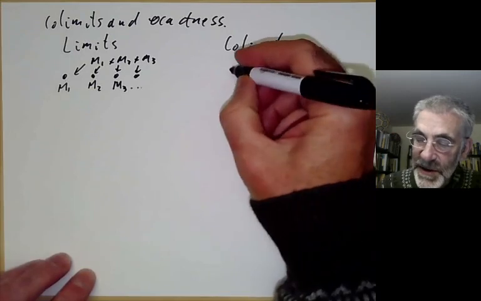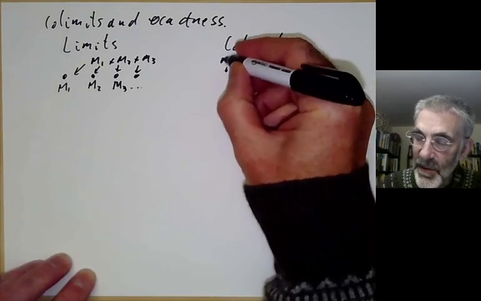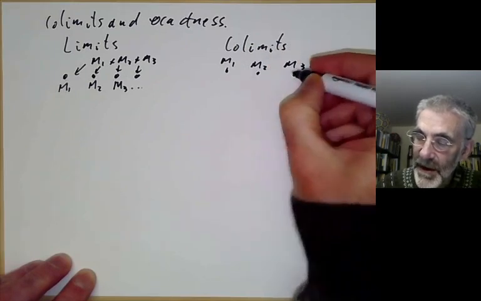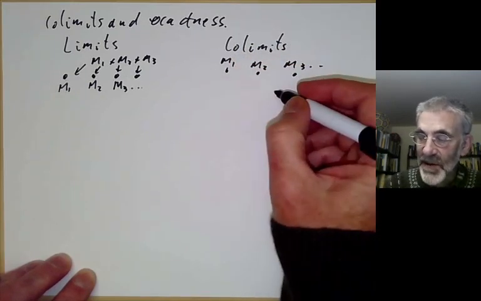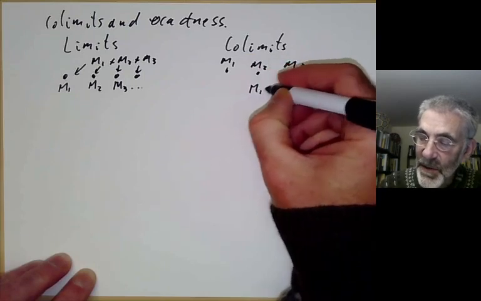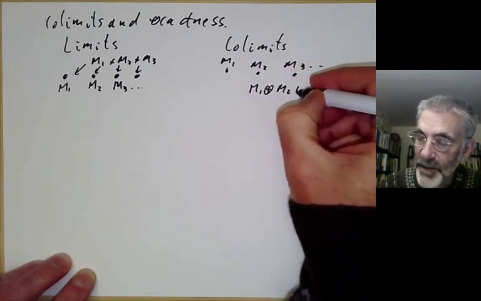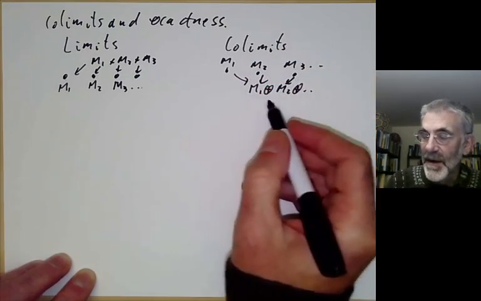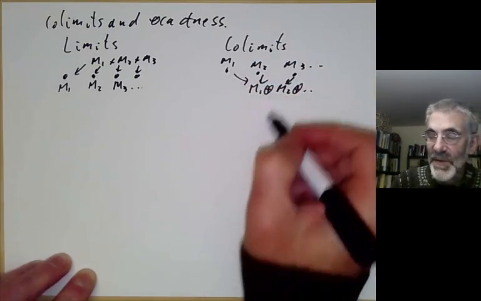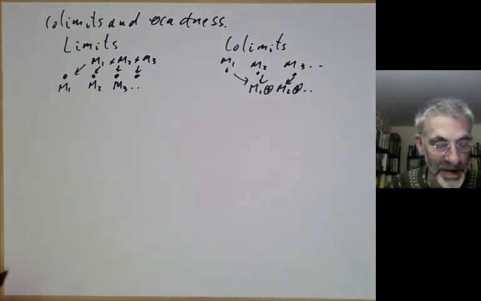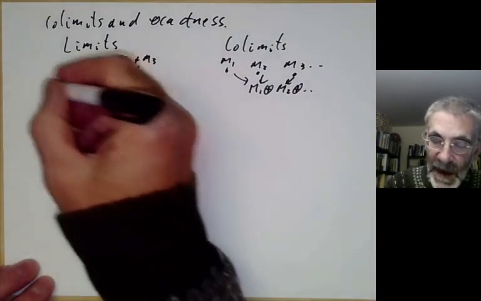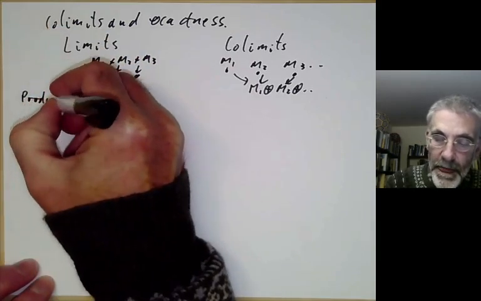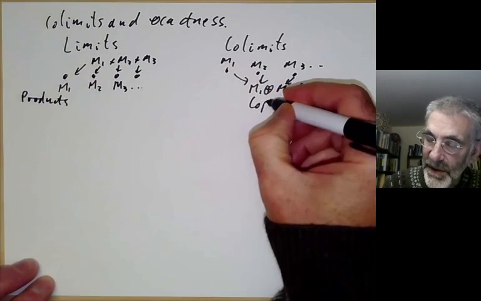And the dual notion is the colimit. So if we've got modules m1, m2, m3 and so on, then the colimit is a universal thing that all the modules map to, which is just the direct sum. So all modules map to this, and if there's anything else that all the modules map to, then it factors through the direct sum. So these are products and coproducts, or direct sums.